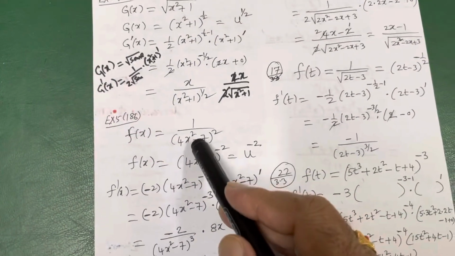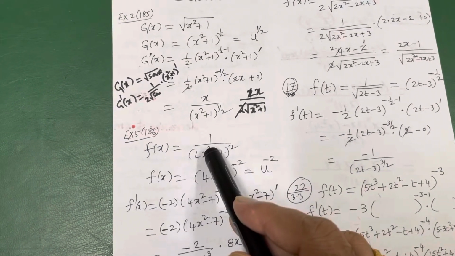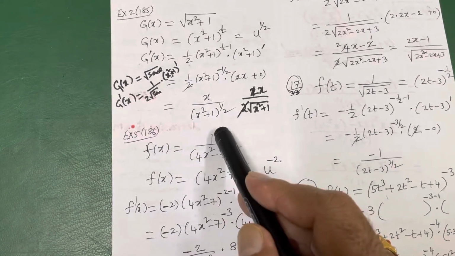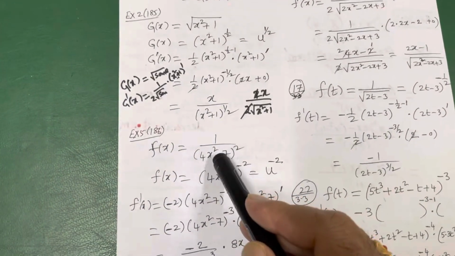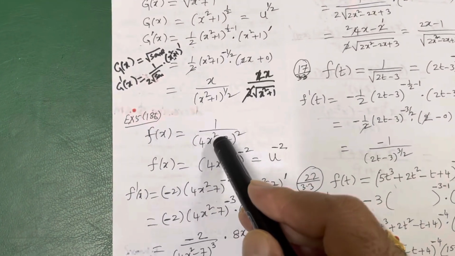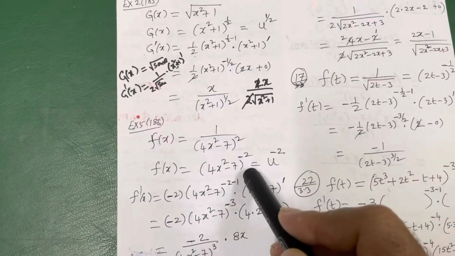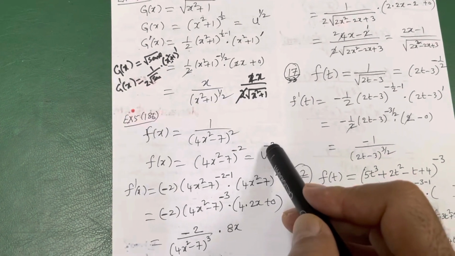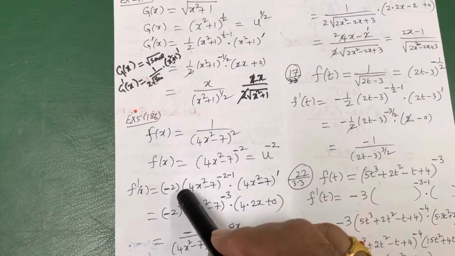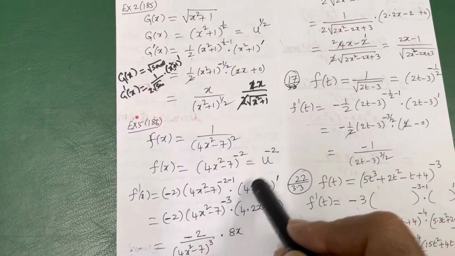Here this is (4x square minus 7) whole to the power minus 2. You don't have a formula for x in the denominator. You have to bring this x to the numerator, and only then will those formulas work. So you cannot have a formula when x is in the denominator. So (4x square minus 7) to the power minus 2, that is u to the power minus 2. What is the formula? Minus 2 u to the power minus 3, multiplied by the u derivative, the derivative of 4x square minus 7.